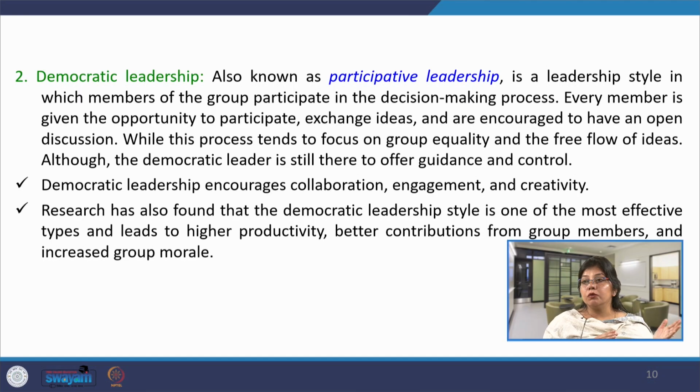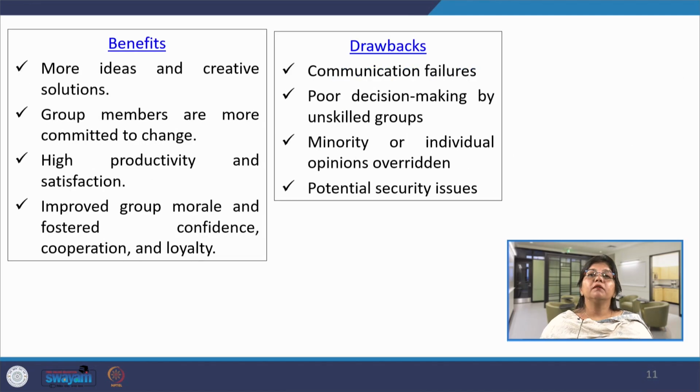Whereas, in comparison, in autocratic leadership there is no participation. So, there is decreased morale and motivation levels. So, what are the benefits of the participative or democratic leadership style? There are more creative solutions offered by the team members. The team members are more open to change. Why? Because when their ideas are accepted, they are also keen and willing to accept different changes proposed by the leader. So, it is mutual from both sides. There is high productivity and satisfaction, and there is improved group morale and fostered confidence, cooperation and loyalty.